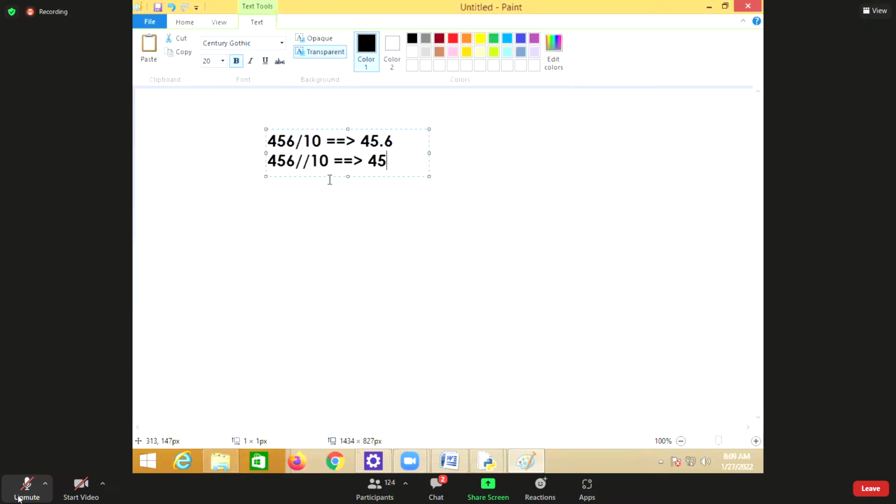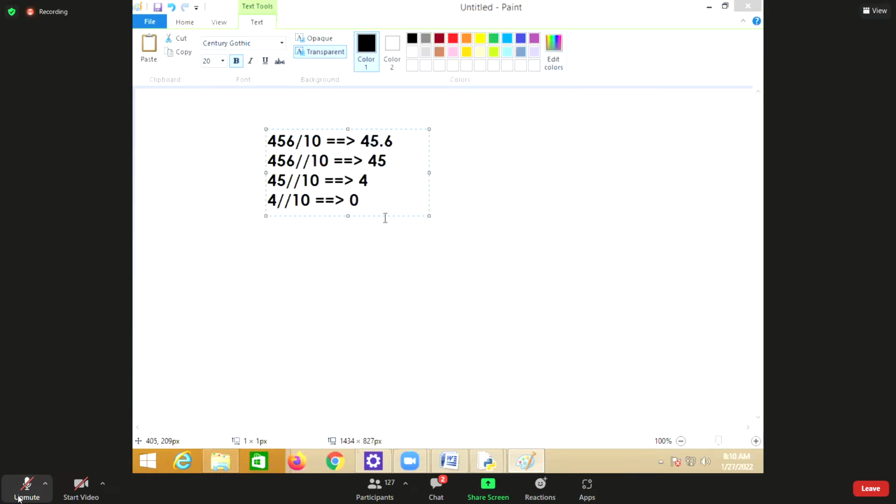I want to eliminate one digit, the digit 6, so I'll say 456 // 10. The result is 45. Again, assume 45 // 10. What will I get here? 4. If I say 4 // 10, what will I get? 0. Now, this is useful if you want to find the length of a number. Divide the number until the number is 0.